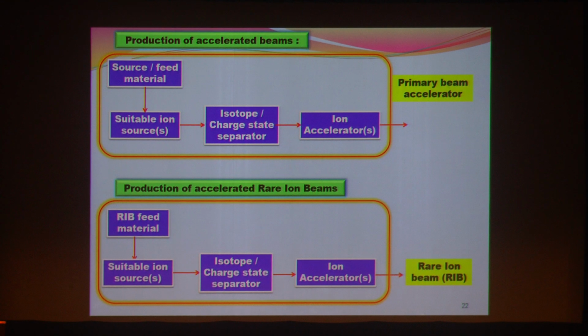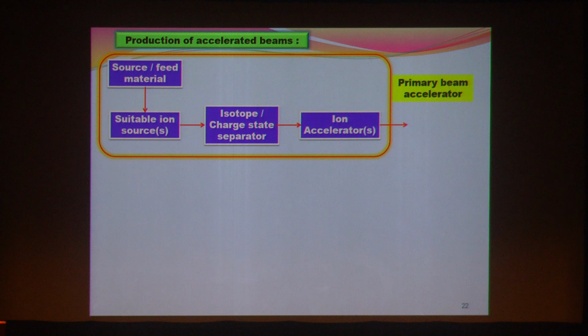Now, let us see how RI beams can be produced. Normally in an accelerator, you have a source or a feed material. Suppose you want to accelerate oxygen, you will have an oxygen cylinder. You have a suitable ion source, so oxygen will be converted to oxygen ions. There will be different charge states, so you need a charge state separator, followed by an ion accelerator. That can be anything, a pelletron, a cyclotron or a linac. So these are basically the building blocks of a primary accelerator.